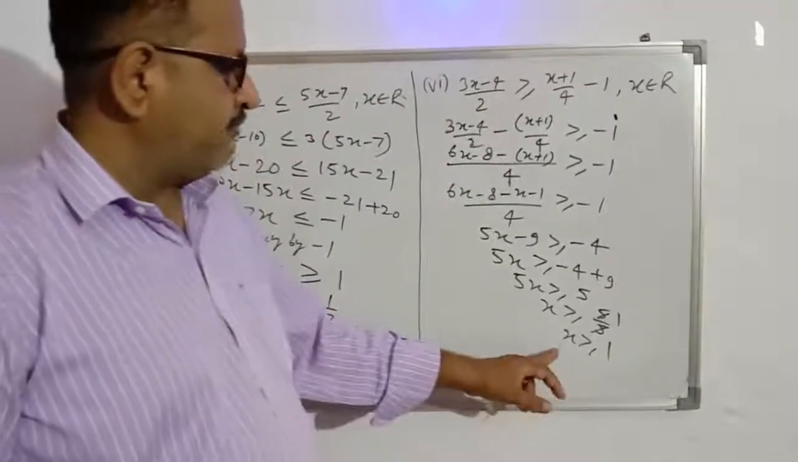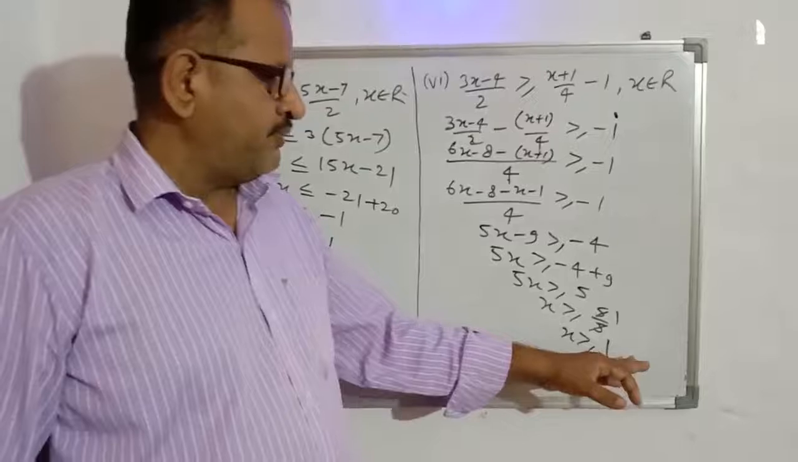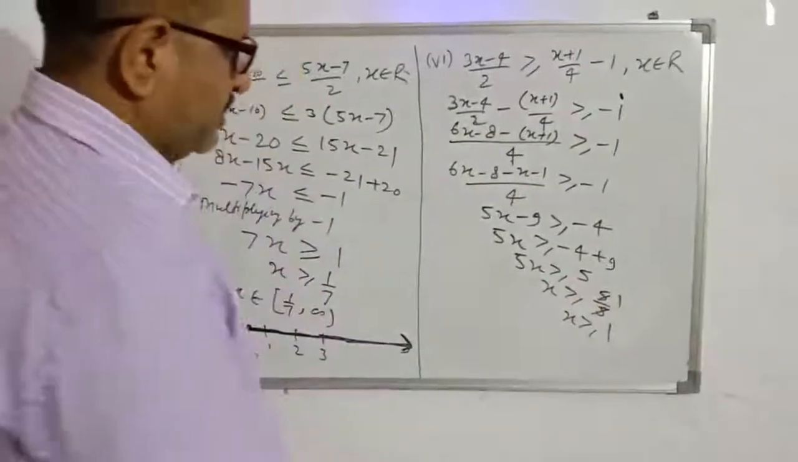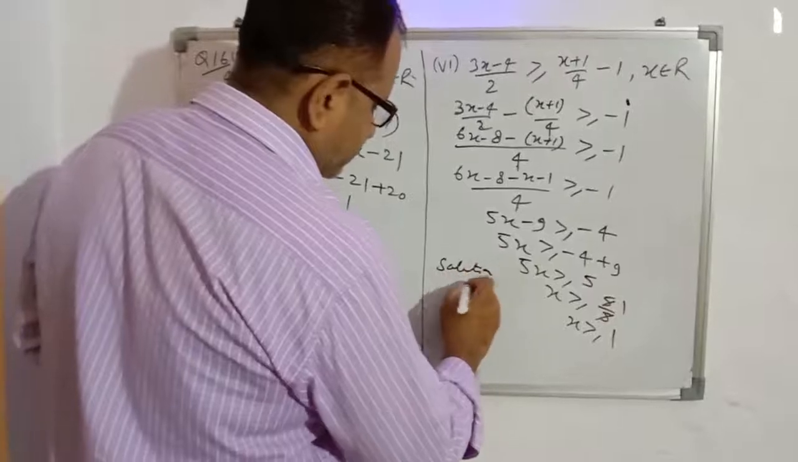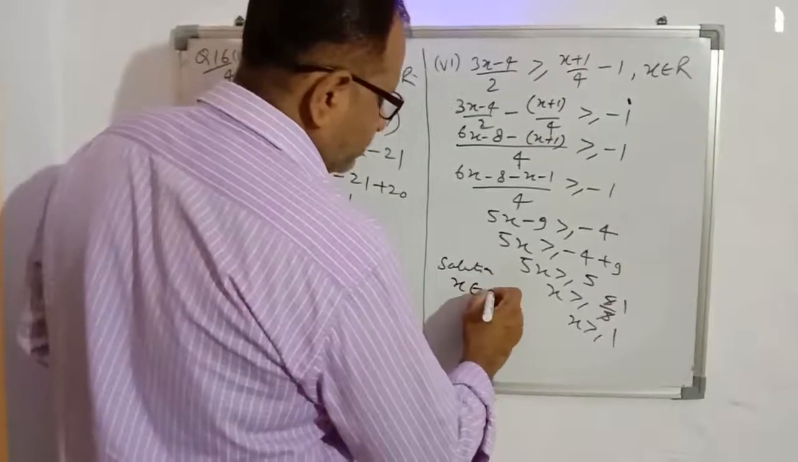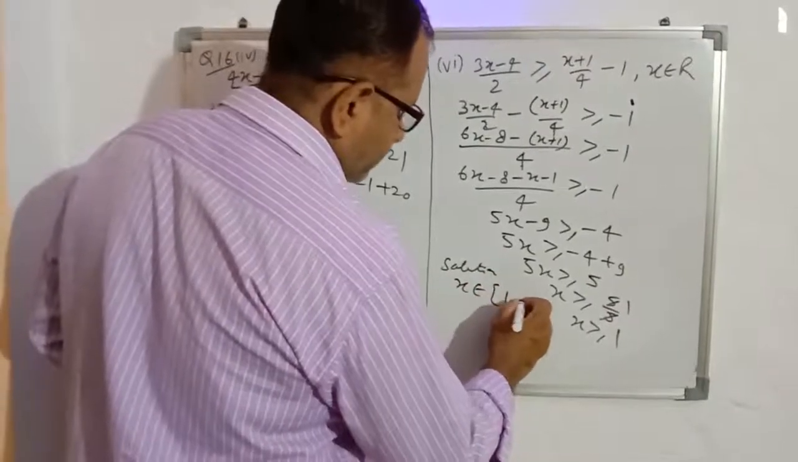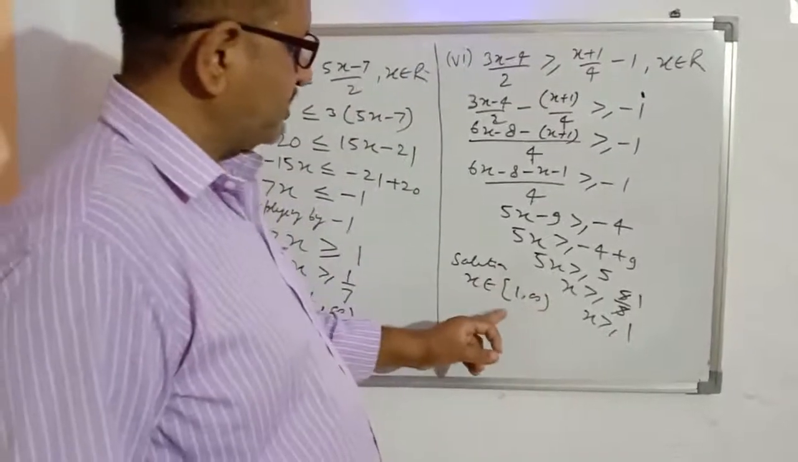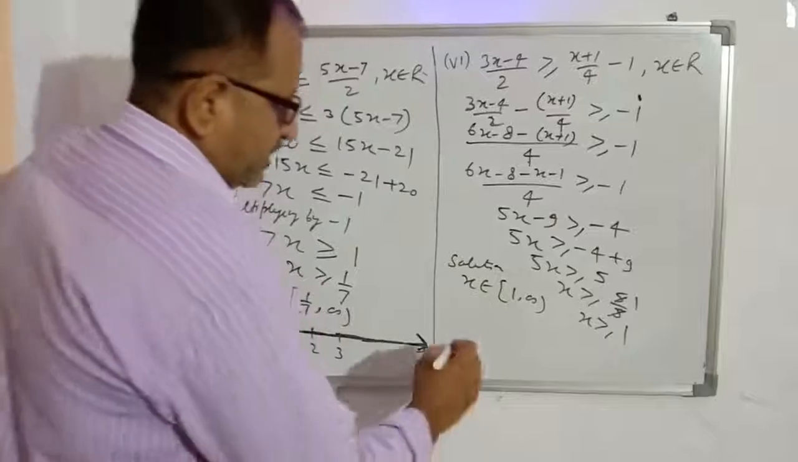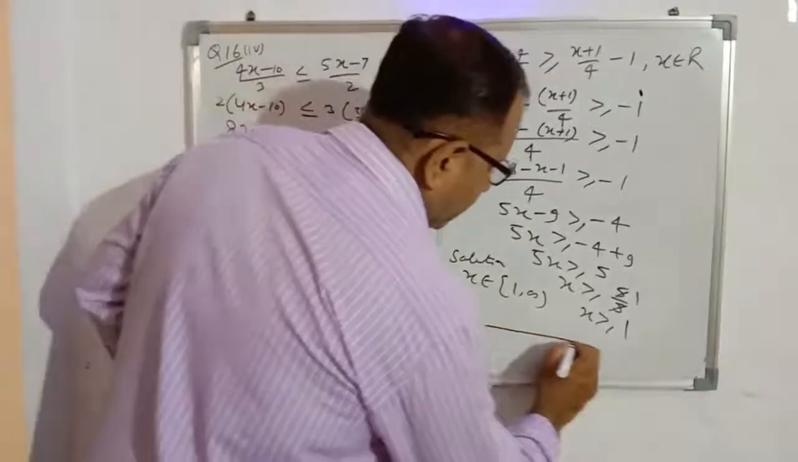So all the real numbers greater than 1, including 1. So we can write the solution: x belongs to [1, infinity). 1 is included here, so put the closed interval sign from the side of 1. We can represent it on the number line.